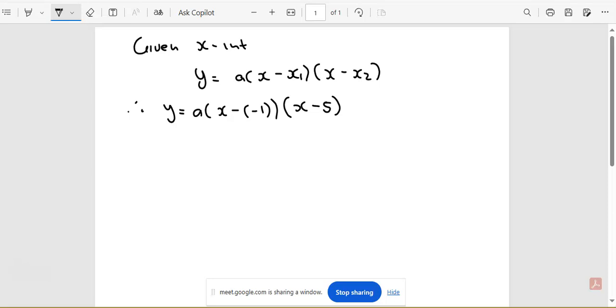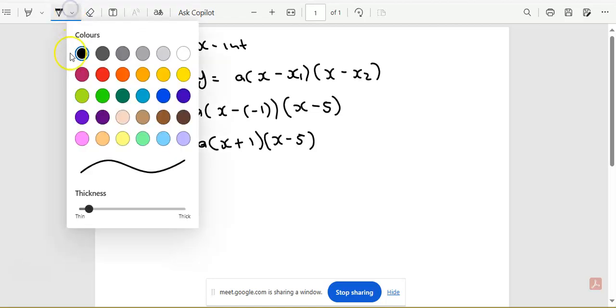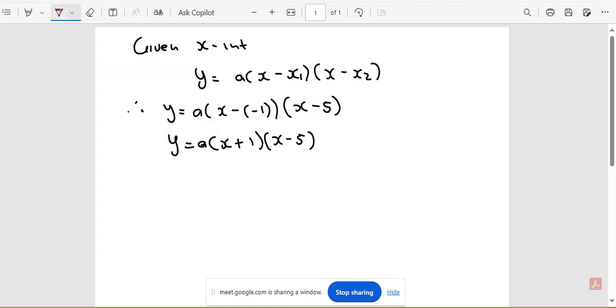So now working this thing out will give us y equals a into x plus 1, if we multiply the bracket. So now guys, the aim is to find the value of a. That's the next step. You need to find the value of a.